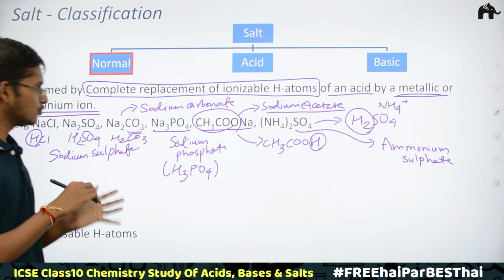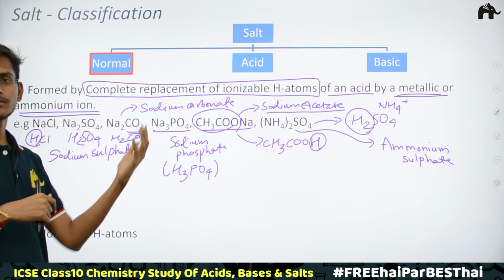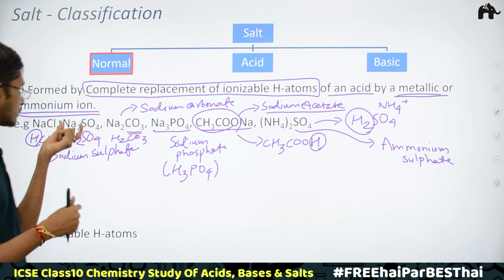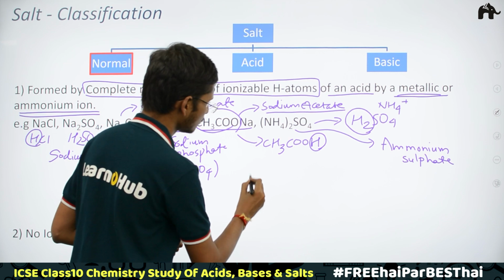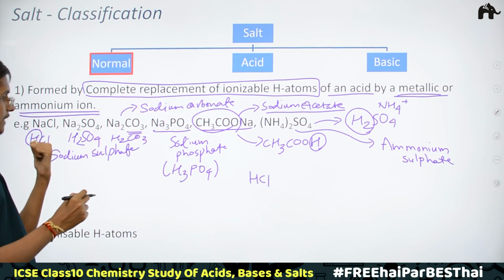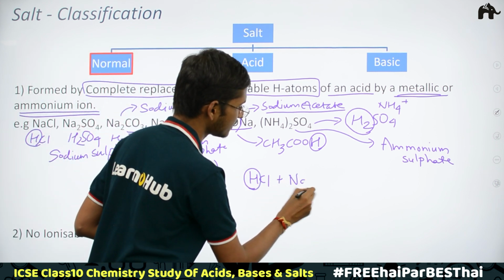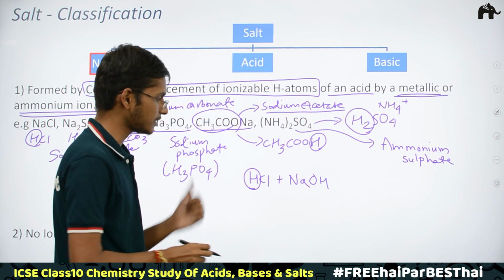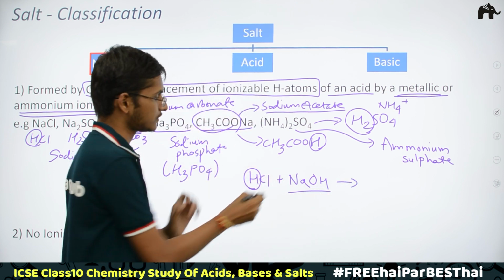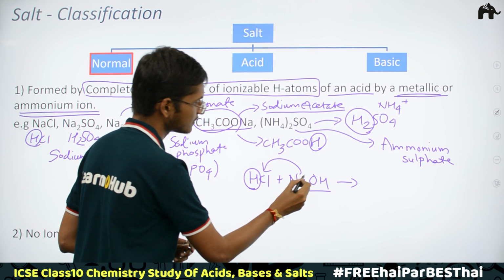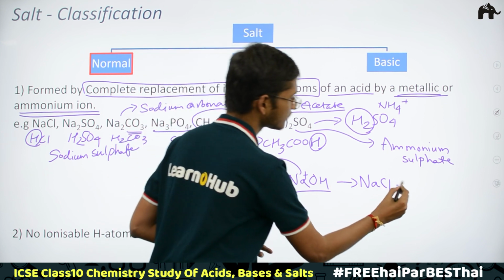Now let's see 2 reactions for the formation of normal salt. One we have already seen, H2SO4 and the NaOH reaction, which was giving us Na2SO4. Another reaction, let's see for NaCl, very simple salt. So it is made from HCl. And what is happening, this ionizable hydrogen atom of HCl is being replaced by sodium ion, metallic ion, Na plus ion. Now I have taken NaOH. So acid and base react. So Na plus Cl minus forming NaCl, H plus OH minus forming water.